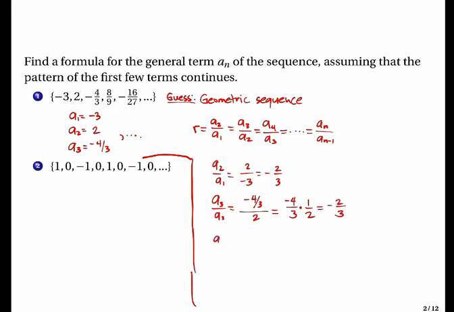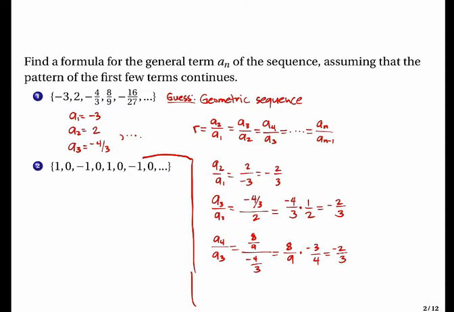And then we verify further. We have a sub 4 over a sub 3. Our fourth term here is 8 over 9. So you have 8 over 9 all over the third term here, which is negative 4 over 3. And then this is 8 over 9 times negative 3 over 4. And therefore, we easily see that this is negative 2 over 3. So what I'm saying is, indeed, if the next terms follow the pattern that is implied by these first few terms here, then the ratio a sub n over a sub n minus 1 will be negative 2 over 3.